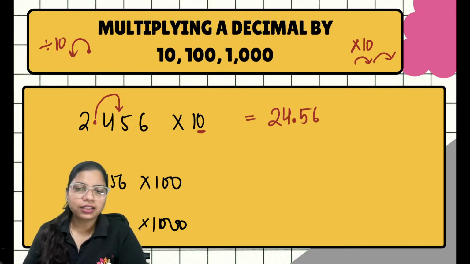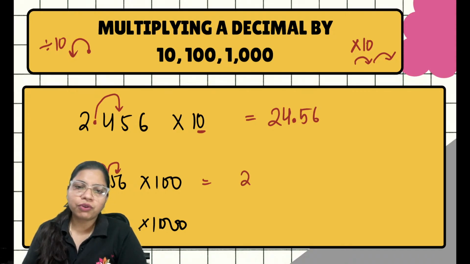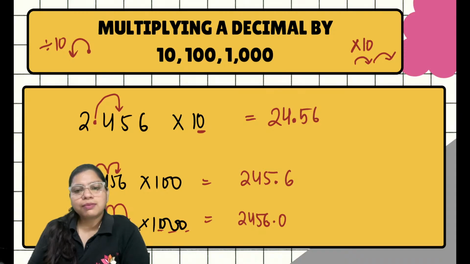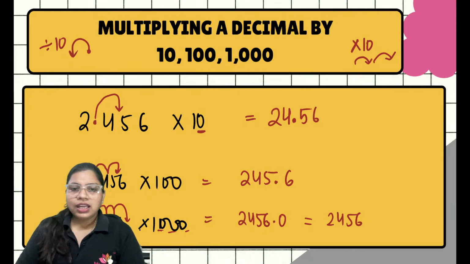So the answer goes to 24.56. Correct? The decimal is changing position. Over here, we have to make it jump two places, 1 and 2. So the answer is going to be 245.6. For the last one, 3 zeros meaning 3 jumps, 1, 2 and 3. So the decimal is like 2456.0, or you can simply write it as 2456. Does that make sense? Is it making sense, kids?